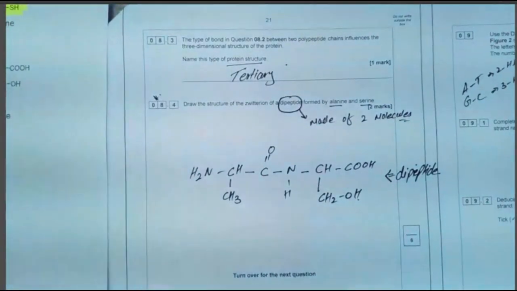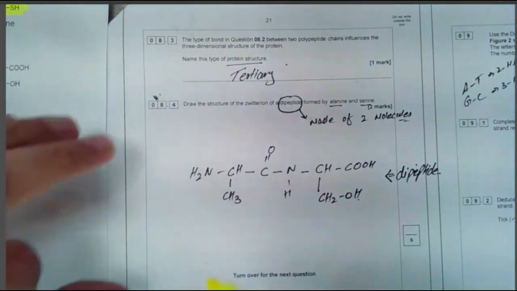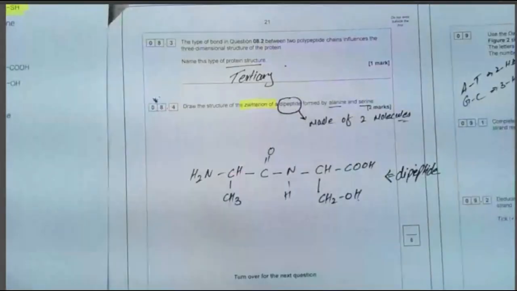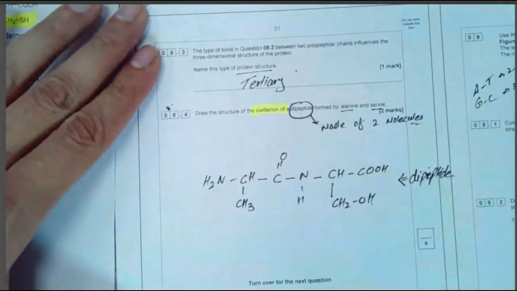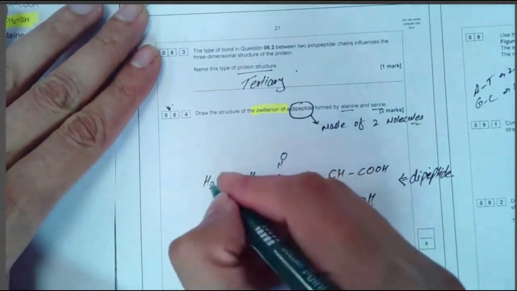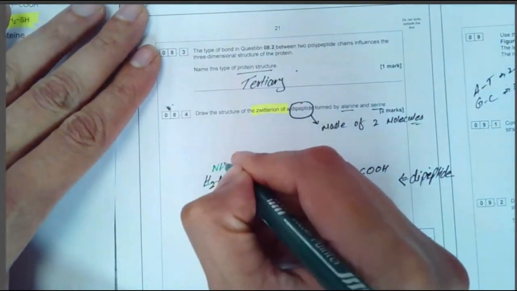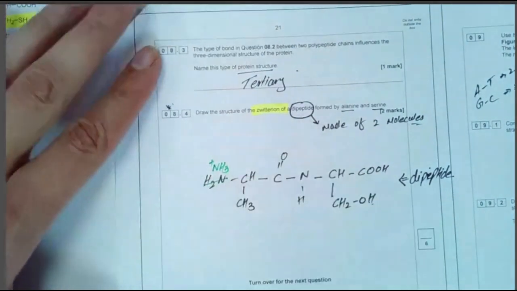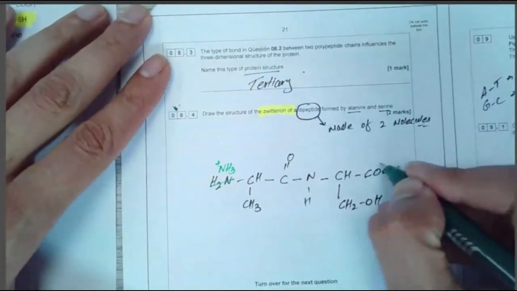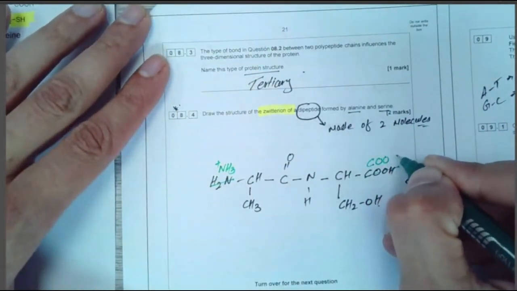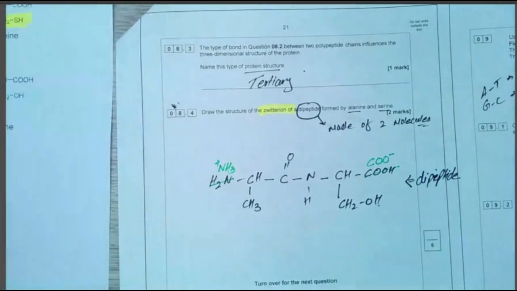That's my dipeptide. But the question is not asking me to show the formation of the dipeptide. It says show the structure of the zwitterion. Zwitterion means this section will change to NH3 positive. This section will change to COO minus, and that's my answer.